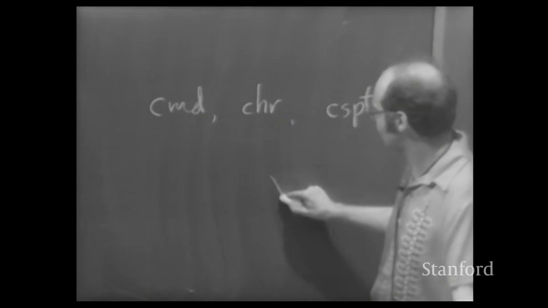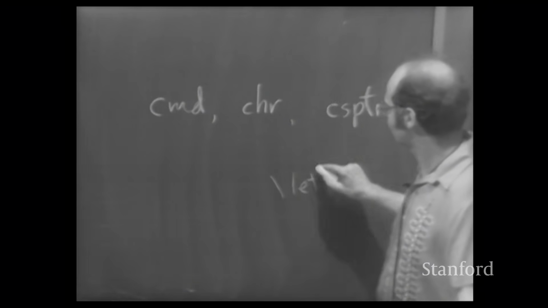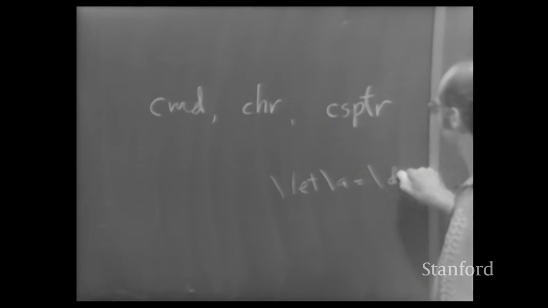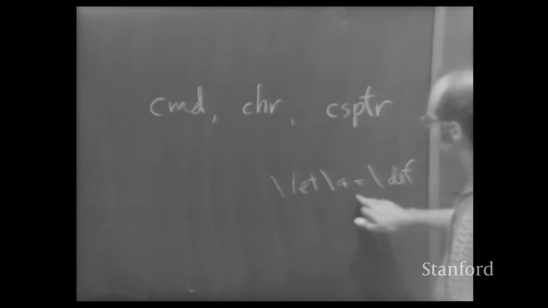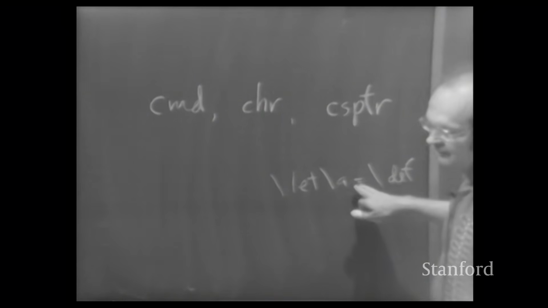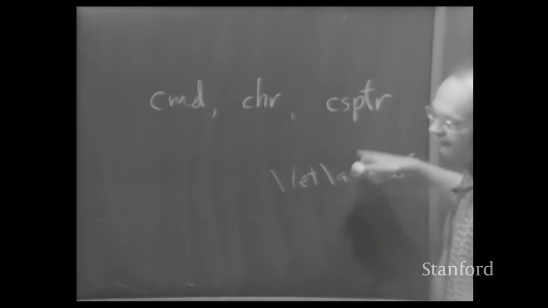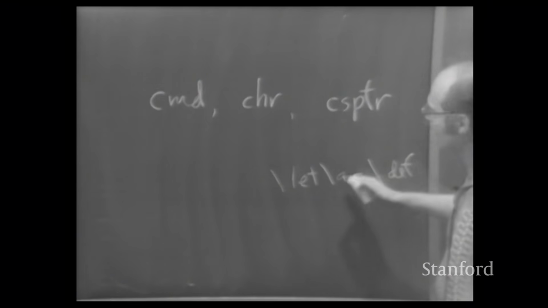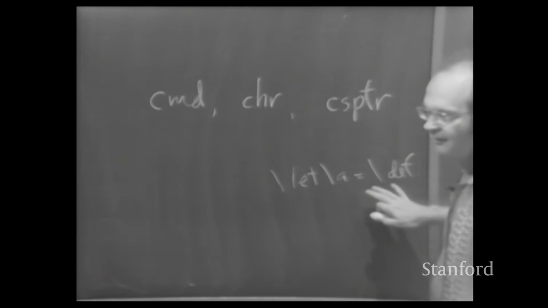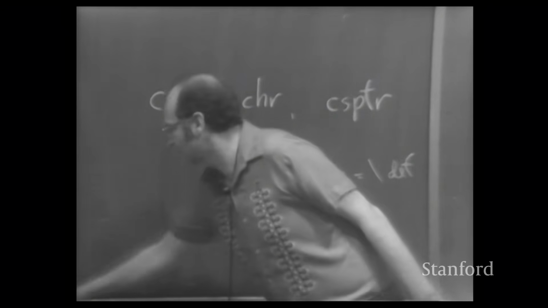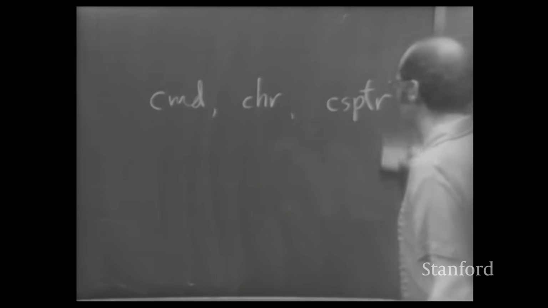Somebody in TeX can say \let\A equals \def or something like this. Well, now if you decided to redefine a TeX primitive called \def, and the user is using some other name for it, then when you have an error message, you would like to use the new name in the error message rather than the old one. So cs pointer is another thing you get from the input routine.